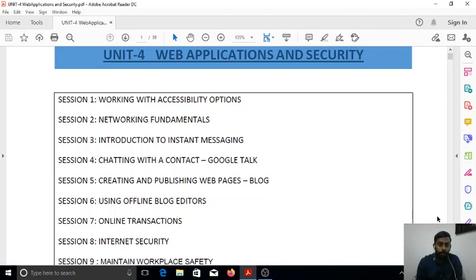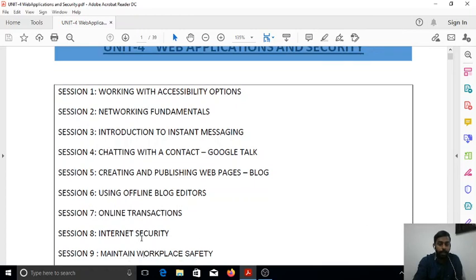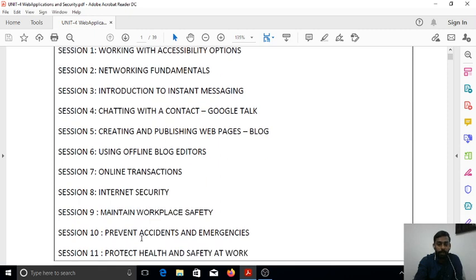In this unit, we have 11 different topics to be covered, like working with accessibility options, networking fundamentals, introduction to instant messaging, chatting with a contact using Google Talk, creating and publishing web pages, blog, using offline blog editors, online transactions, internet security, maintain workplace safety, prevent accidents and emergencies, and finally, protect health and safety at work. These are the different topics for discussion.